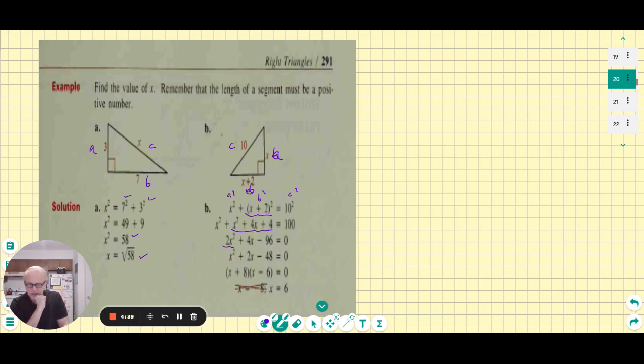We can factor out a 2 GCF, and then the last line is factoring out that quadratic to get x plus 8, x minus 6. And so that means either x equals -8 or x equals 6. We throw away the x equals -8 because this is a side length, and length has to always be positive. So our answer is going to be 6.